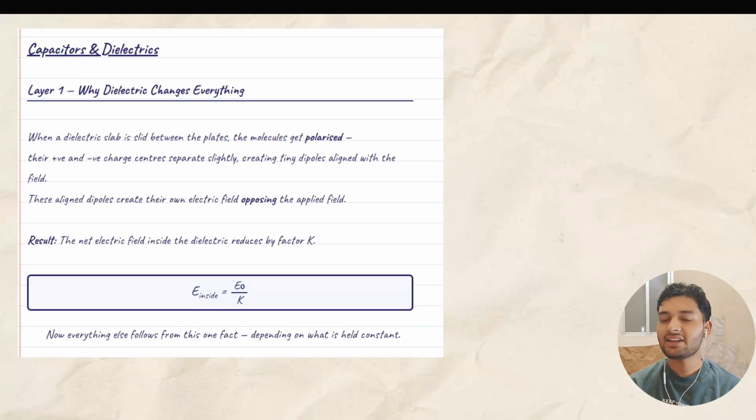So this is the simple basic meaning of a dielectric: an insulator that polarizes. That polarization changes the whole concept of an electric circuit, which is why we need to go so deep into the dielectric. Not everything follows from this one fact, depending on what is held constant. Sometimes the voltage is held constant when we charge the capacitor, sometimes it is not when we disconnect it. So there are different cases that we are going to learn ahead.